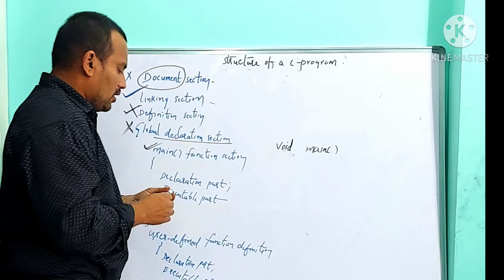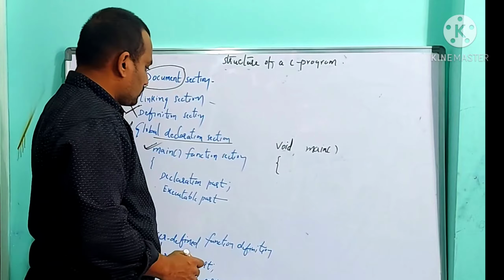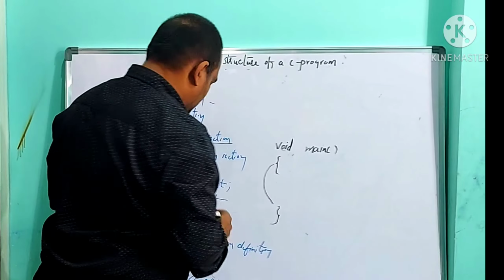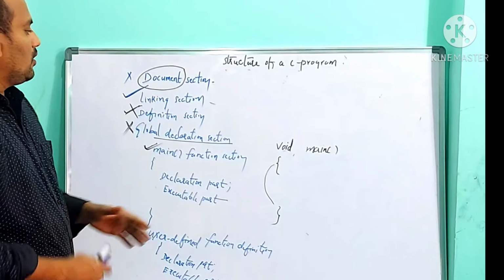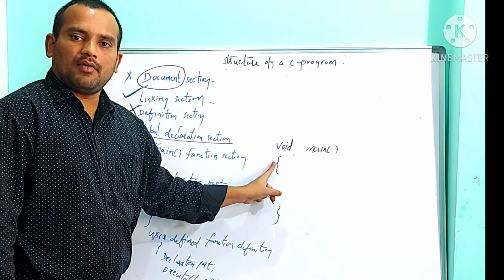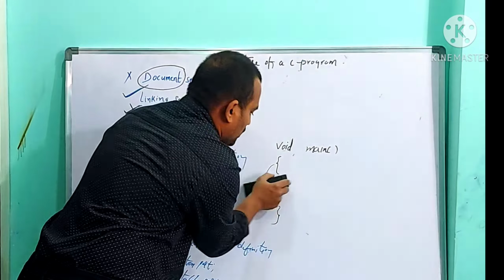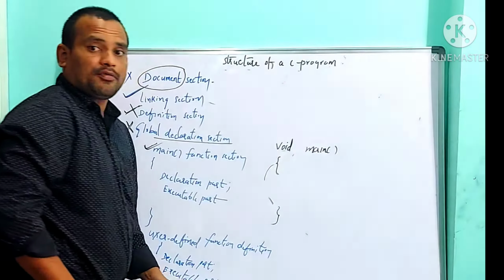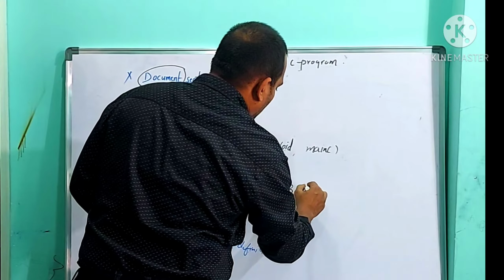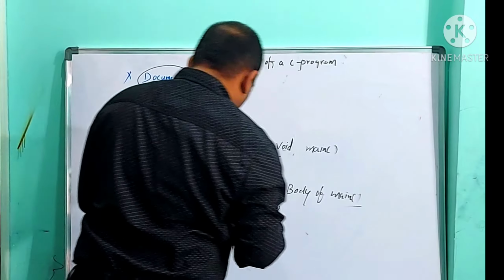Okay? Main function is always followed by the open curly brace. Open curly brace is always followed by the closed curly brace. These are the mandatory things. The space between the open curly brace and the closed curly brace is called the body of the main function.